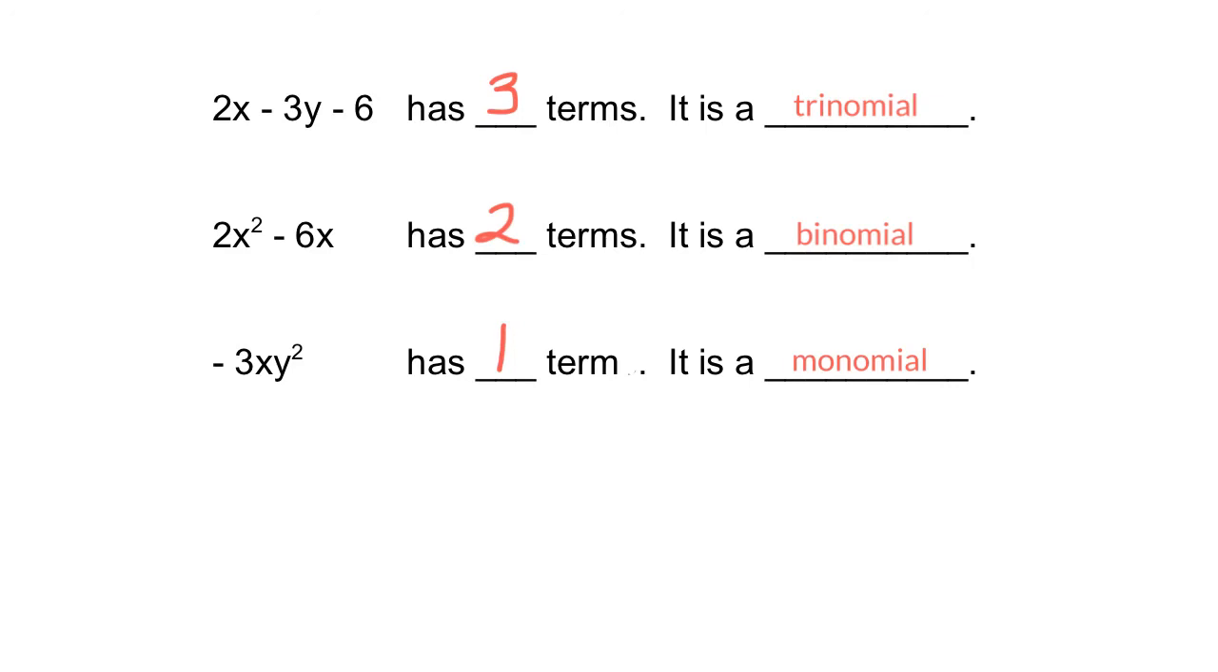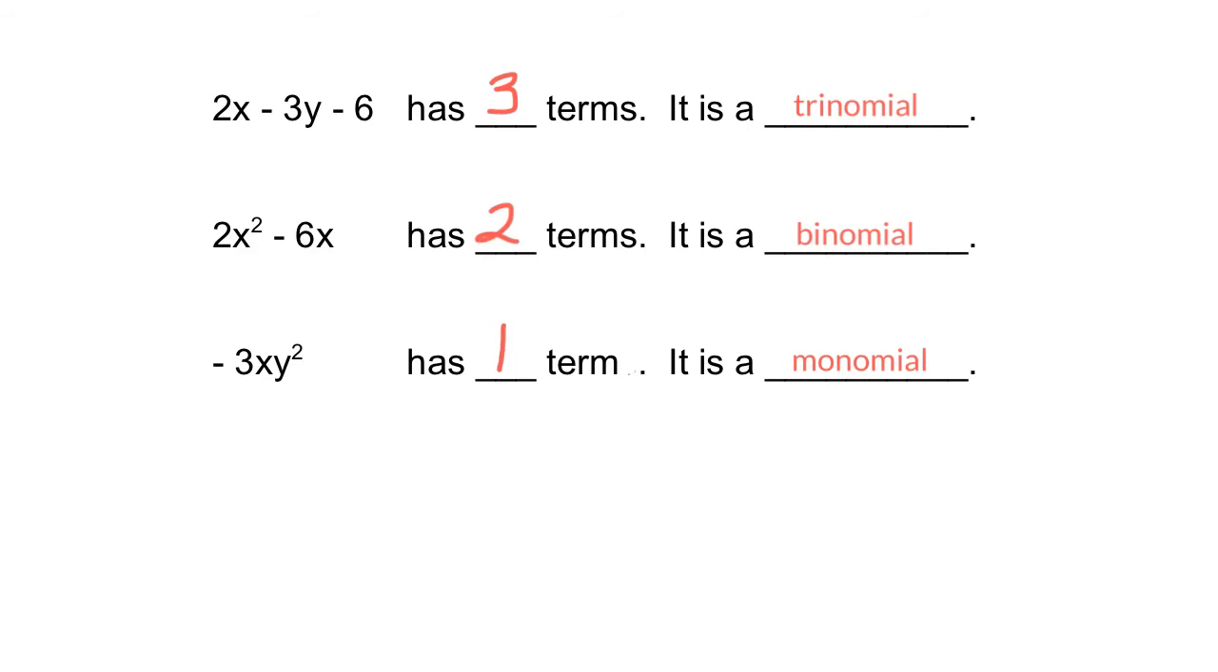So the reason I bring this up is just so that if I say trinomial, you know that I'm talking about an expression with 3 terms. If I say binomial, you know I'm talking about an expression with 2 terms, etc. Now, most people ask me at this point, what if there's 4 terms? What if there's 5 terms?